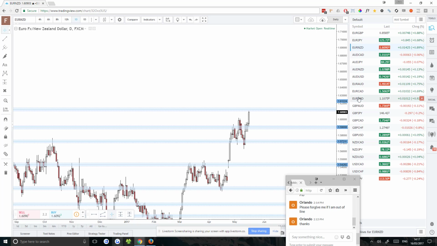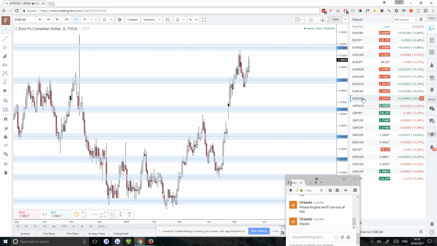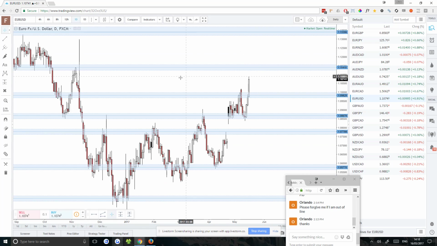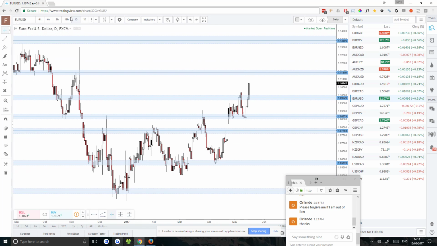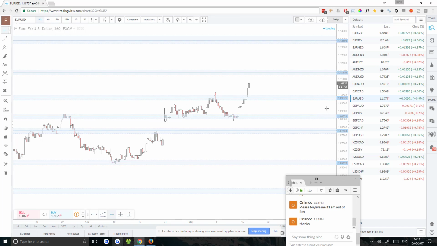None of these are potential setups. This is all just support resistance that we should keep an eye on. We looked at Euro CAD, right? Yeah, I think we did. Euro USD, what's going on with Euro USD? It's in between support resistance at the moment. So nothing much there.